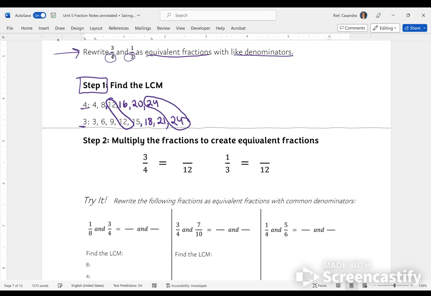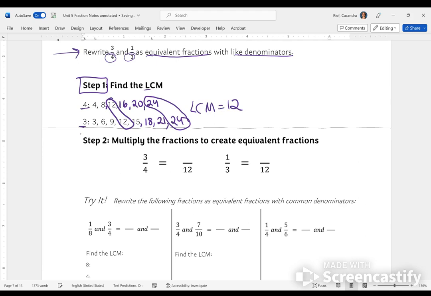12 is a multiple of 4, but it's also a multiple of 3. And 24 is a multiple of 4, but it's also a multiple of 3. These are common multiples. Now the most important part is I want to find the least common multiple, the one that's the smallest. Since 12 is a common multiple and 24 is a common multiple, the least common multiple is 12. So for these two numbers, the LCM is 12.